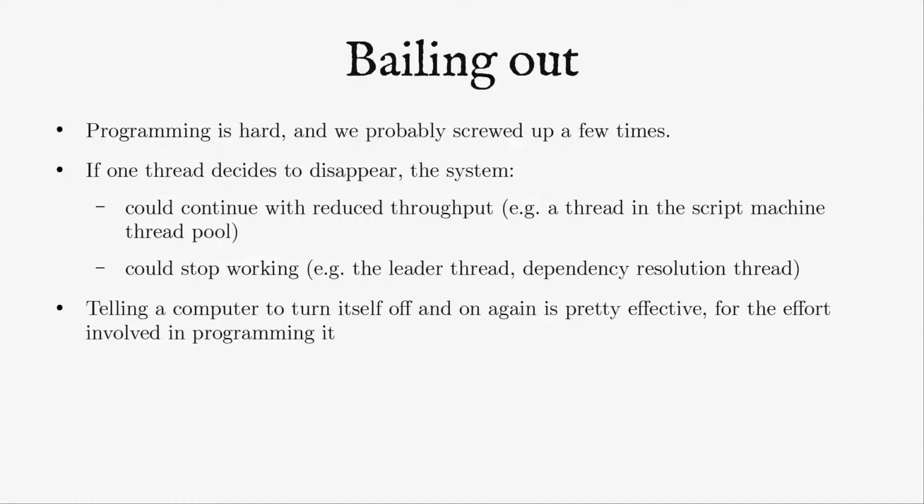So, say we have the case that one thread decides to disappear. What could happen then? The system could run a bit slower if we have a thread pool and they're all doing the same thing. We could get away with it. If there is only one thread doing the job, then the system could just stop working, because that link in the chain of events that needs to happen to get the job done is broken and we can't do it anymore.